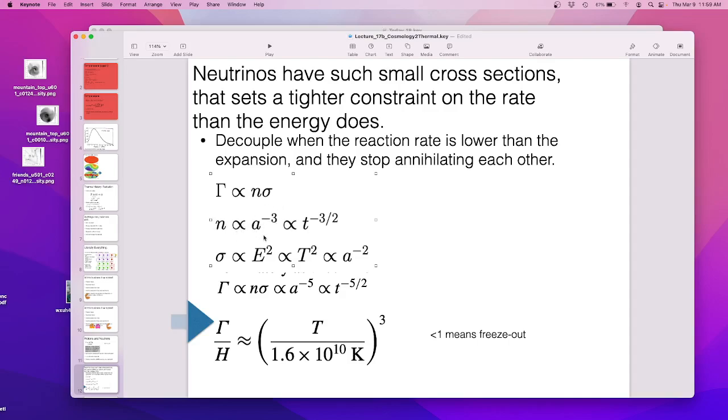The density goes like a to the minus 3, which goes like t to the minus 3 halves, because why does a go like t to the 1 half when we're talking here? So remember, if we back up to our a dot over a squared equals H naught squared times omega radiation a to the minus 4 plus omega matter a to the minus 3 plus omega lambda. This is how the universe expands.